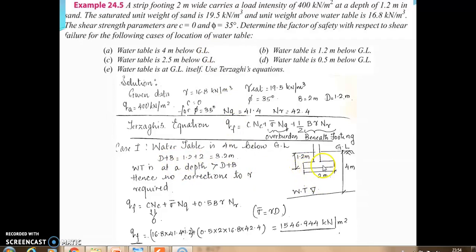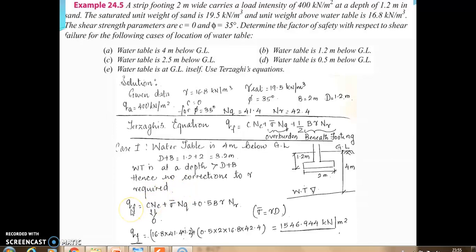Now when it is 4 meters below ground level, D plus B, what is the depth of footing? 1.2. What is the width of footing? 2 meters. 1.2 plus 2, 3.2 meters. D plus B is 3.2 meters. Theory says, if the water table is anywhere deeper than D plus B, then you don't have to worry about the presence of the water table at all. It will not affect the foundation. If your water table is at a depth greater than D plus B, then none of the terms are going to be corrected. Hence, no corrections to gamma are required.